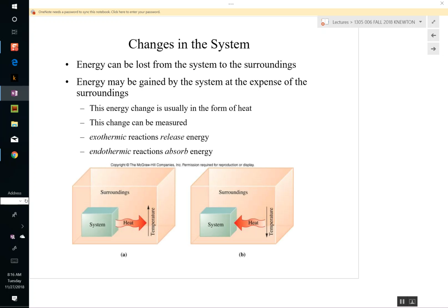All right, so this is just talking about it right here. So this would be your exothermic situation. Here's your endothermic. It's pulling heat from the surroundings.